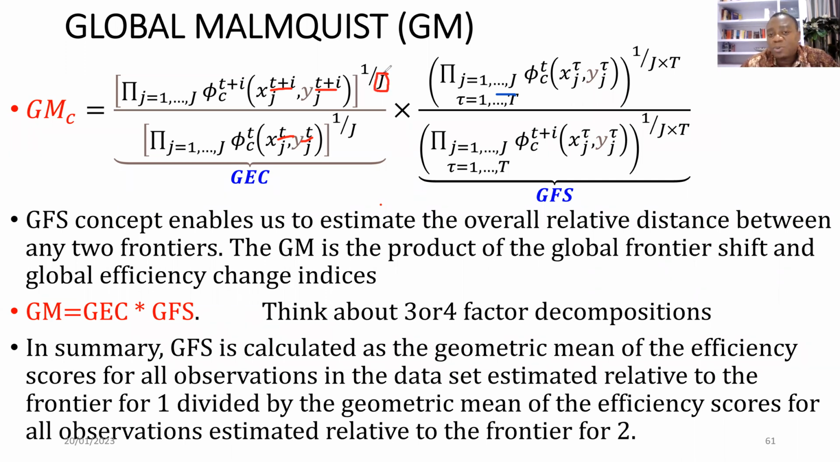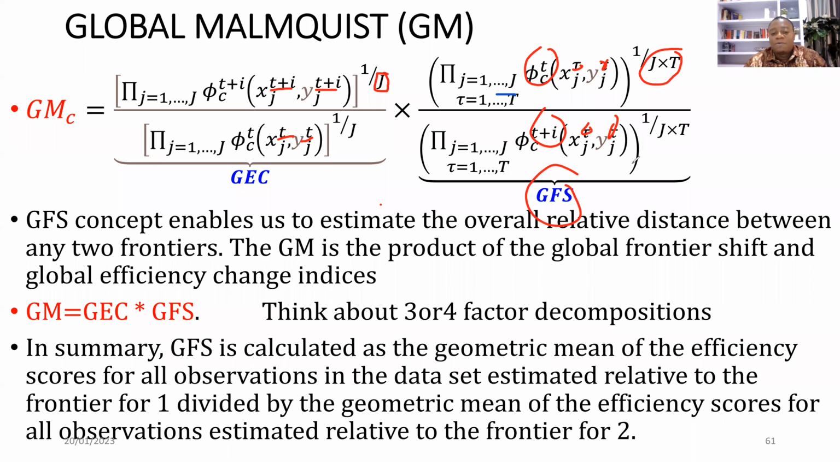But when you look at the global frontier shift, this one here, you will notice that the terms here are for all the firms relative to what 2 groups. Okay, so relative to group T and relative to group T plus 1, over all time periods, over all firms, and over all time periods. And that is a difference. I've decided to split the 2 so that you see clearly the difference between the 2. So the global frontier shift is telling you the overall relative distance between any 2 frontiers. And then the global Malmquist is a product of the 2, the GEC and the GFS.